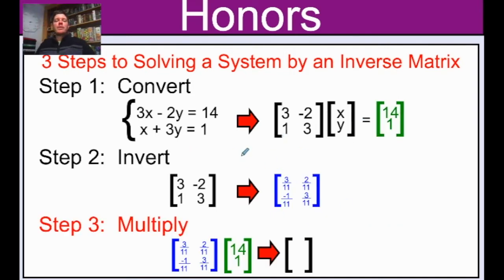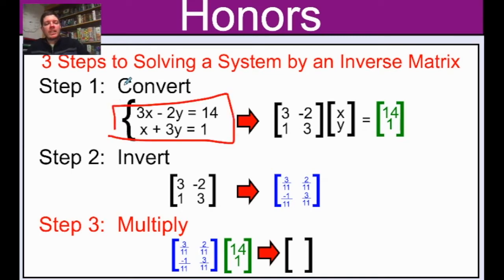Now, step 3 is going to be interesting. This is where all the magic happens. In order to find the solution to this system of equations, we converted, we inverted, and now we're going to multiply. Basically, we take the inverse matrix and multiply it by the matrix of the constants at the end of the system. If we multiply these together, you can just use your graphing calculator and you would get the answer.